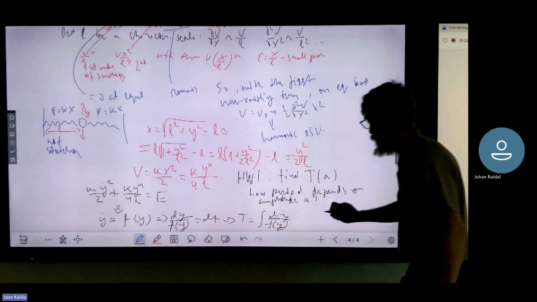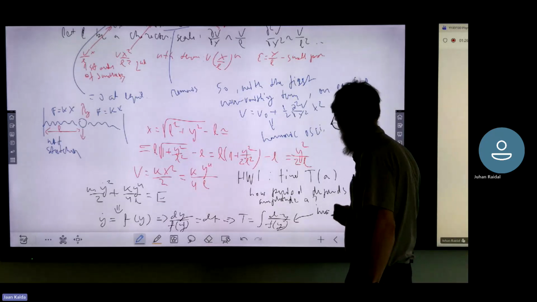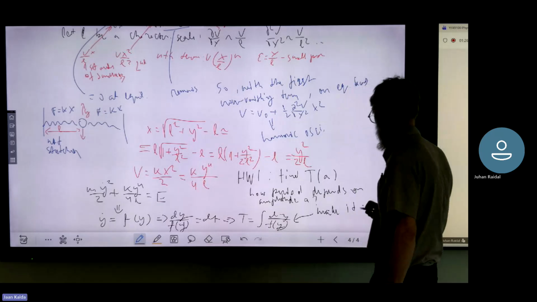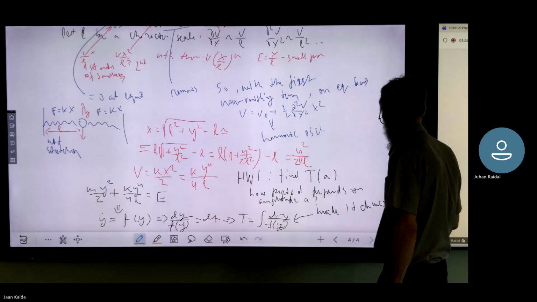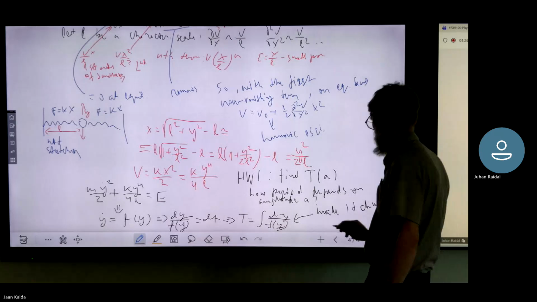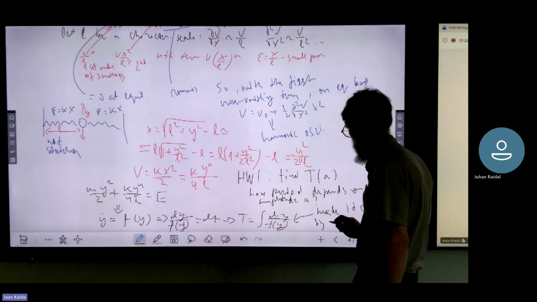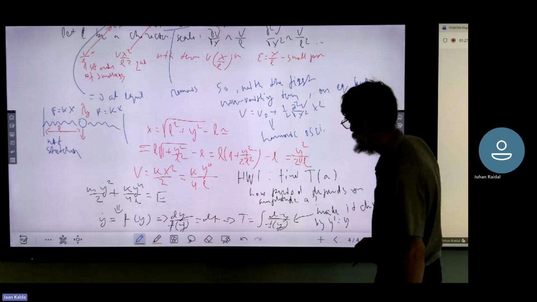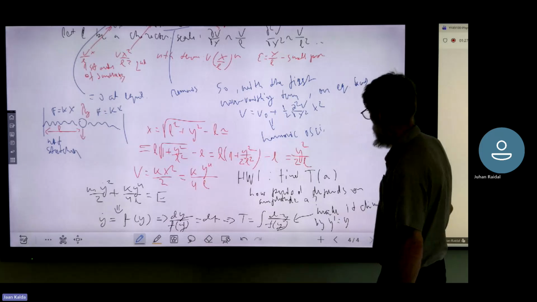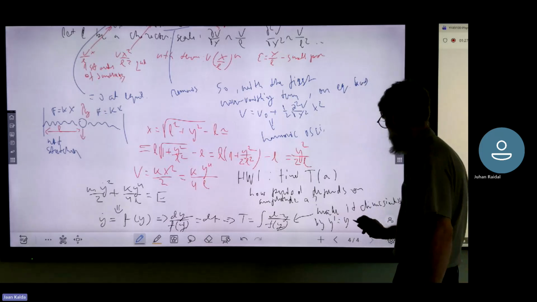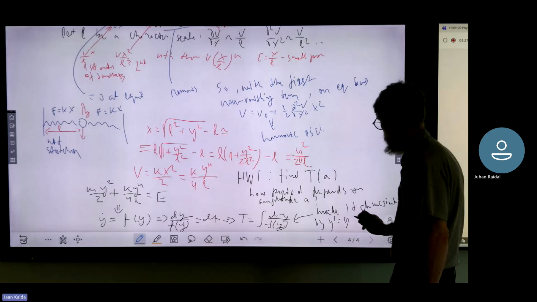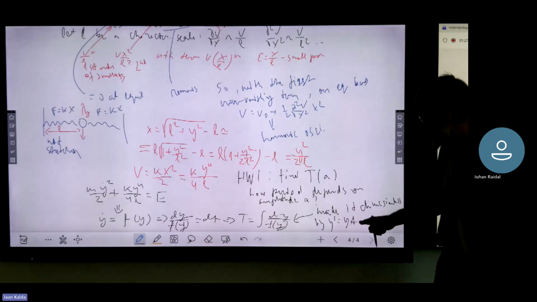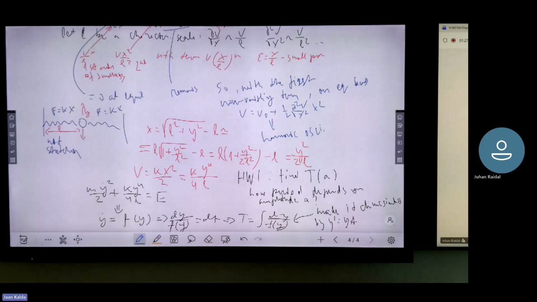So now make it dimensionless by y prime equals y times a certain constant, something like a capital A, right? You choose the constant such that the integral becomes dimensionless. It does not contain any parameters, only the integral over y prime.